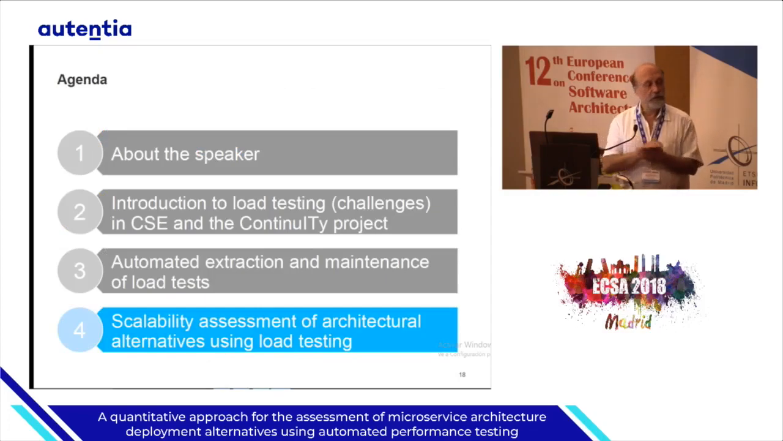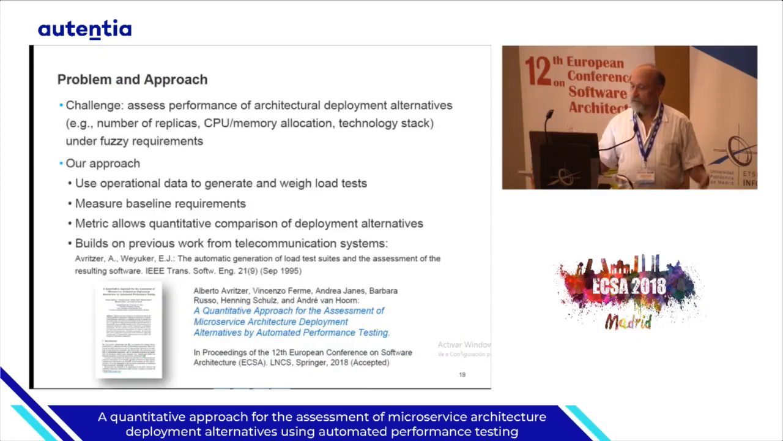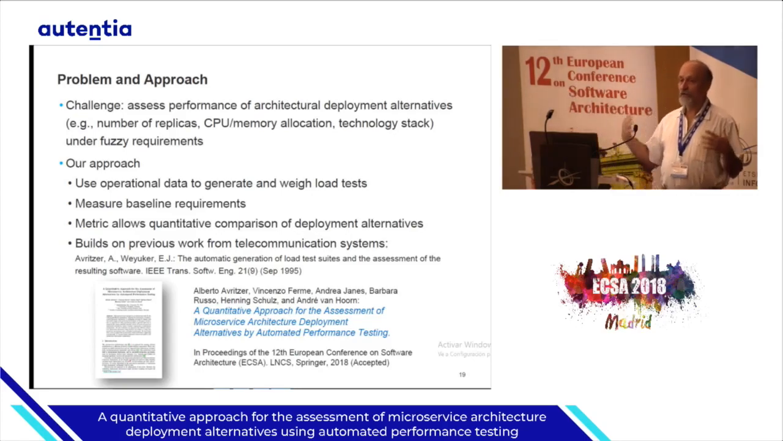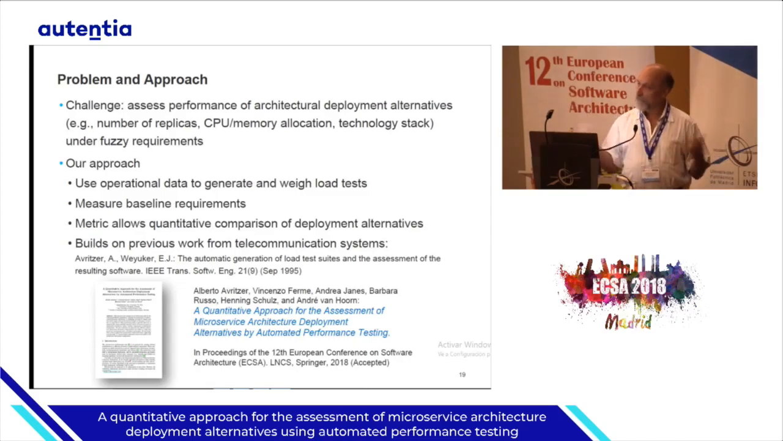So now I'm going to go into the method that we are presenting in this paper for scalability assessment of architecture alternatives using load testing. The real challenge here is to assess performance of architecture deployment alternatives. You have Docker, you have lots of deployments, and how many replicas you're going to do for every component, what's your CPU memory allocation, how you're going to develop your technology stack, and under completely fuzzy requirements. Requirements are not well defined. So how do you analyze this automatically and come up with a metric that people can understand if your system is good or not in terms of scalability, in terms of security, in terms of survivability and other metrics?